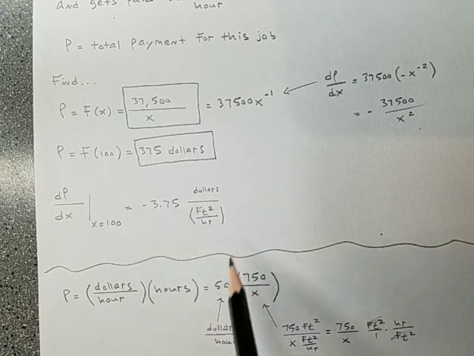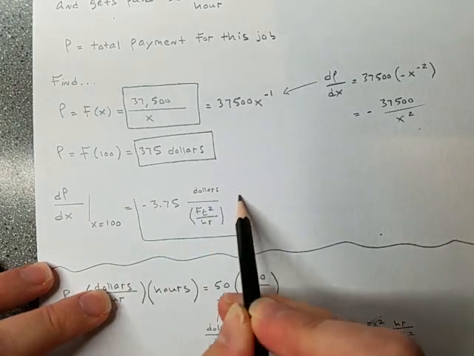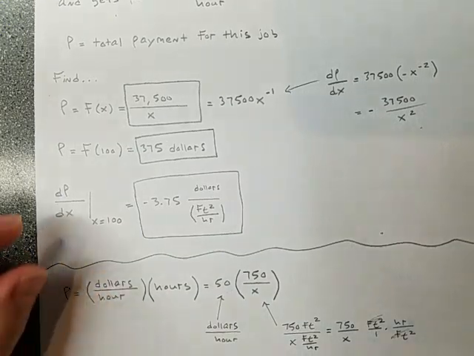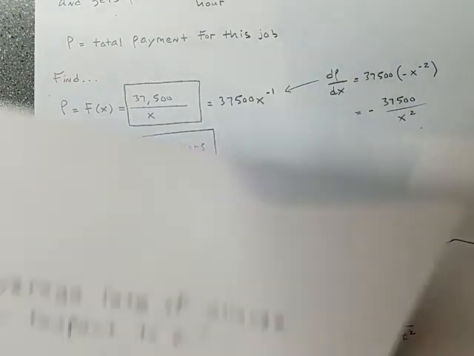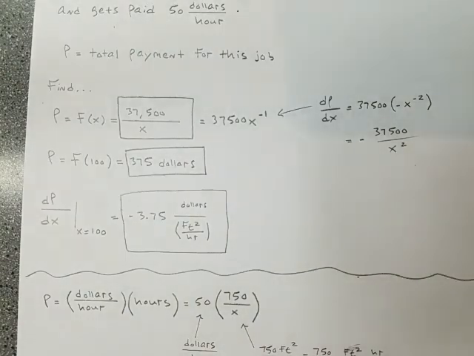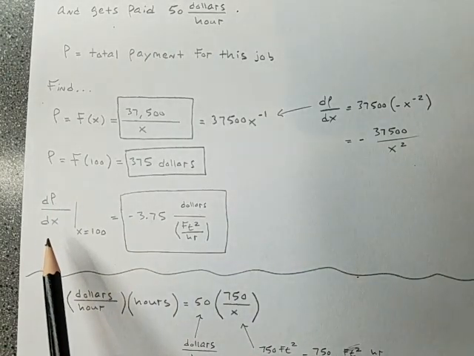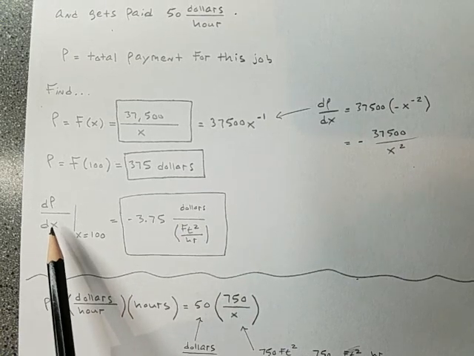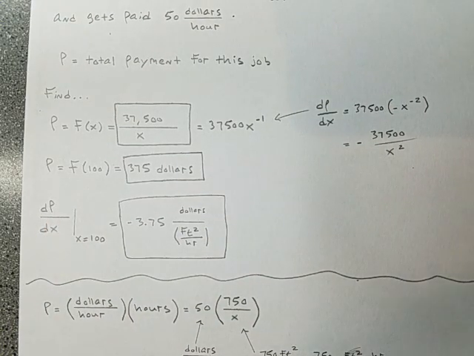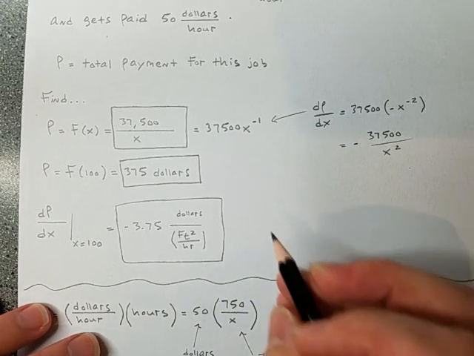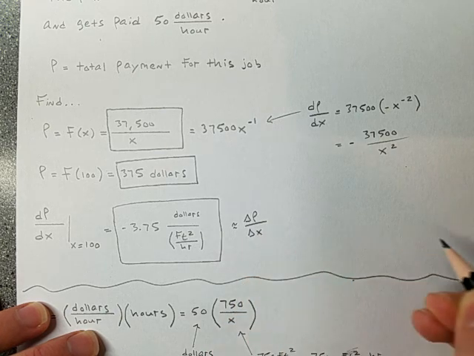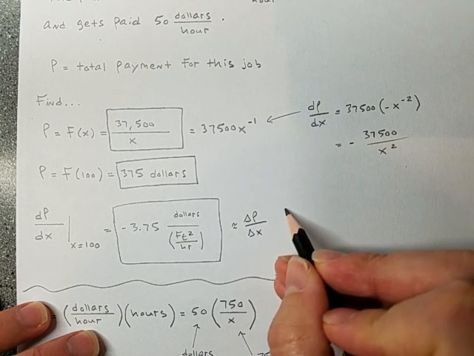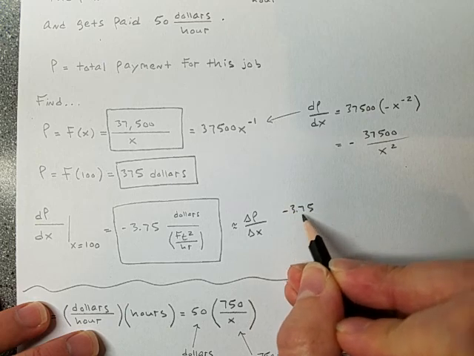So here's how you can interpret that number. Remember in that other video, I said that the derivative and the deltas are going to be fairly close to each other. This is telling me how, as I get faster, my total payment for the job is going to change. So this is going to be roughly equal to delta P over delta X, which is roughly negative 3.75 over 1.